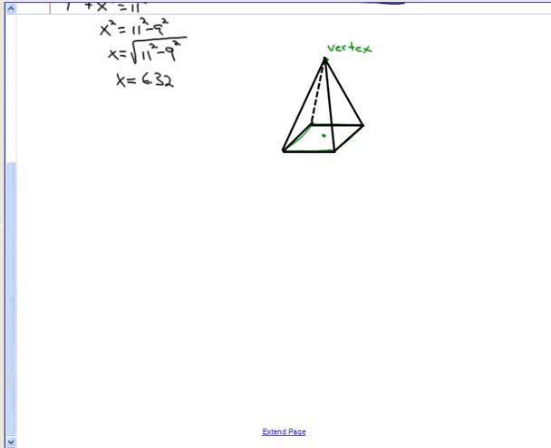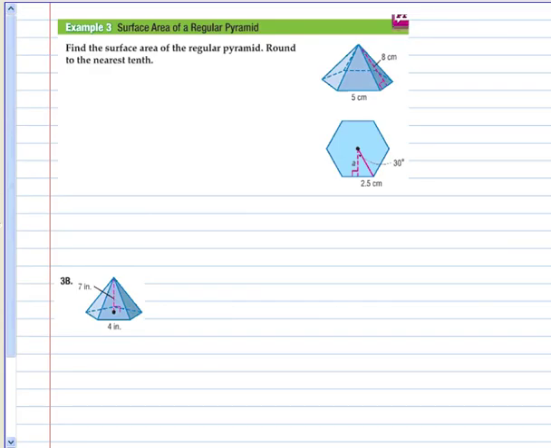All right. Let's hopefully turn to the next page. There we go. Find the surface area of the regular pyramid, round to the nearest tenth. So we know the formula is 1/2, help me out.